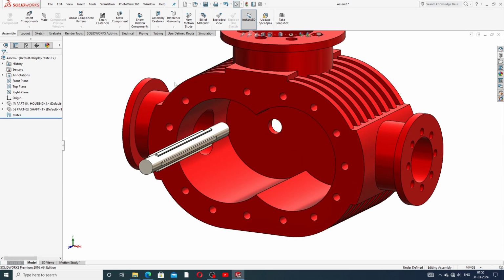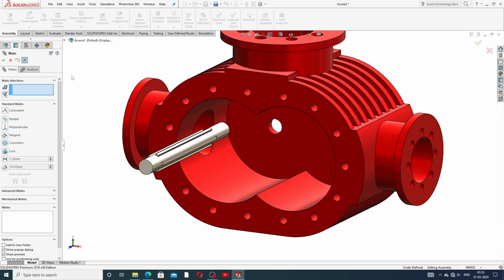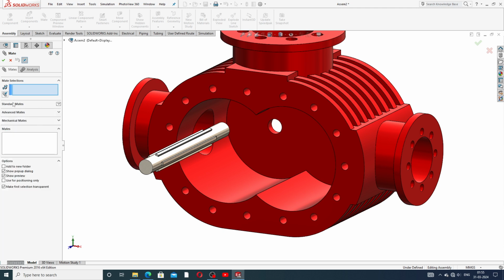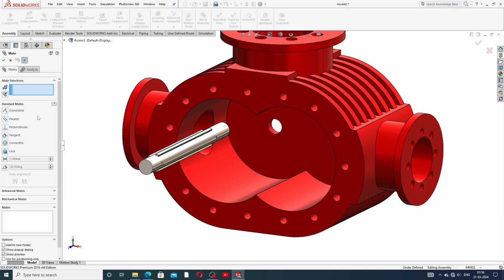At first go to Mate, and Mate is used here, and Mate is very important. These three mate types are important and discussed here. First is the standard mate, second is the advanced mate, and third is the mechanical mate. These three mates are very important; any body is assembled here. At first select the standard mate here.